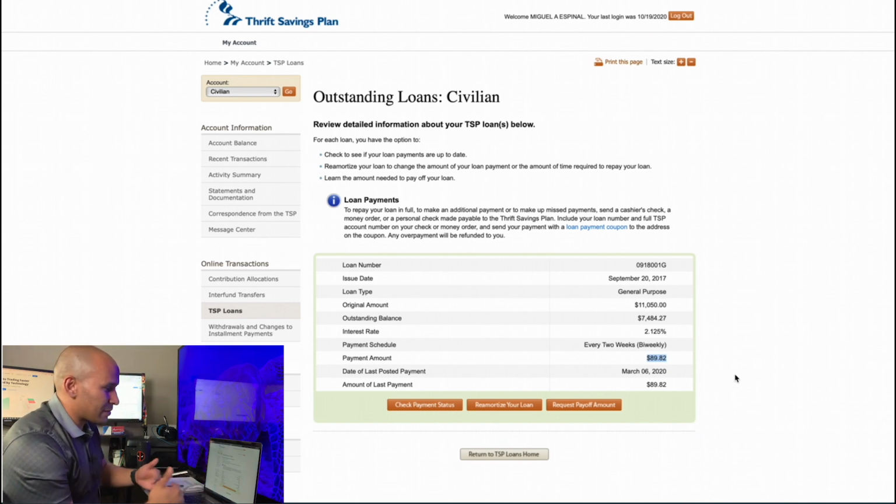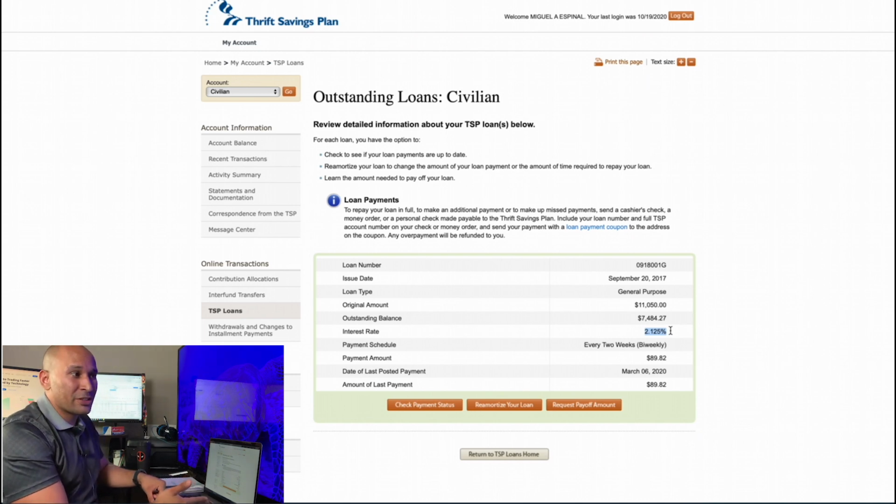So this is basically what it'll look like when you actually get your loan, and it gives you the interest rate. So at that time, I was at 2.125. Now you're at less than 1%. Even a 2.125 is a great interest rate to borrow money against your TSP. Keep in mind that the money that you borrow in your TSP stays there, so it's still growing, and you're just paying it back every paycheck.